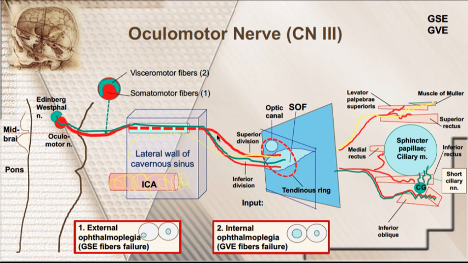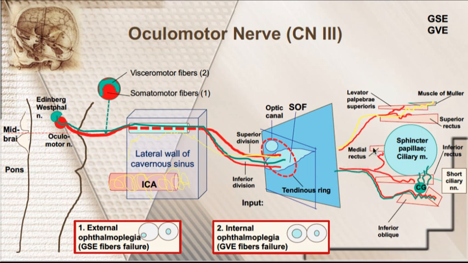Close to the superior orbital fissure, the oculomotor nerve divides into two branches, the superior and inferior one. The parasympathetic fibers continue with the inferior division, while the sympathetic fibers continue with the superior one. Both divisions enter the orbit passing via the common tendinous ring and supply the oculomotor muscles. The superior division supplies the superior rectus muscle, levator palpebrae superioris, and the superior tarsal muscle of Mueller.